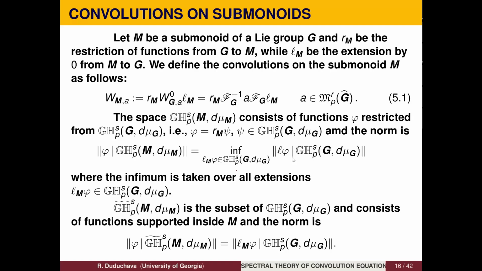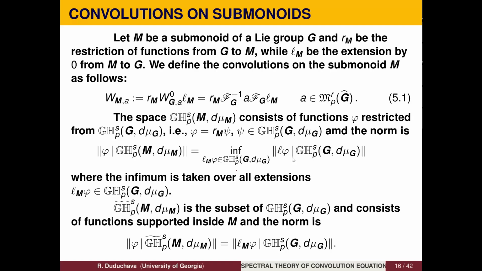And then you can continue it with zero. It is a subset of the Bessel potential space on the whole group, but it is H^s tilde. Functions which have supports on M. The norms are introduced here as in the case of classical Bessel potential spaces.